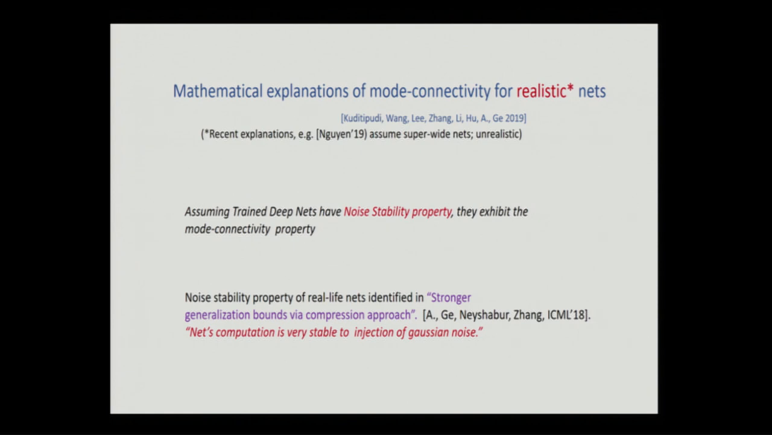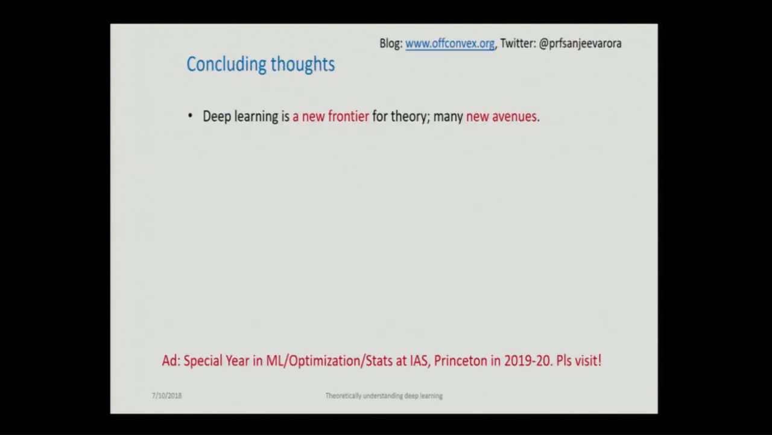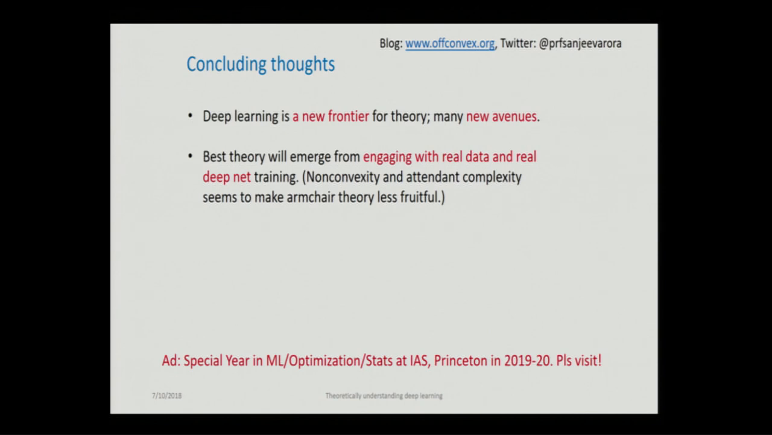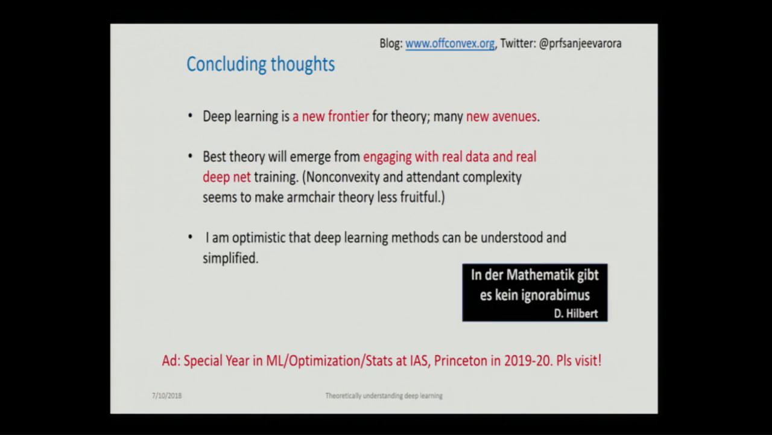And in this new paper, we give some explanation. So, concluding thoughts: deep learning is a new frontier for theory, with many new avenues, and it seems at first hopeless, but actually there's been a lot of progress in the last few years. The best theory will emerge from engaging with real data and real deep net training, because armchair theory will be much less fruitful, and I'm optimistic that deep learning methods can be understood and simplified. As Hilbert said, there is no ignorabimus in mathematics. Happy birthday, Damex. Thank you.